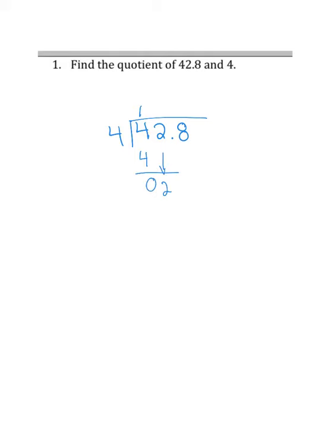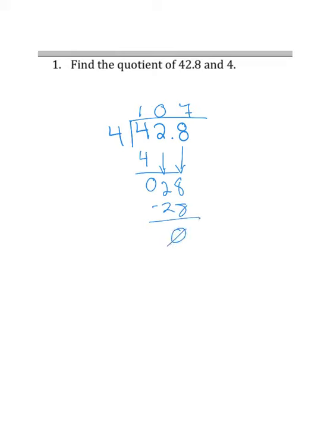And here's where I saw some people make some mistakes when I was walking around: you just skip. You're like, well, 4 can't go into 2, so you just drop down the 8. Well, you need to say that 4 can only go into 2 0 times. So the 0 needs to be up there. And then you can drop down your 8. And then say 4 goes into 28 7 times. And you will have that. But you are not done.